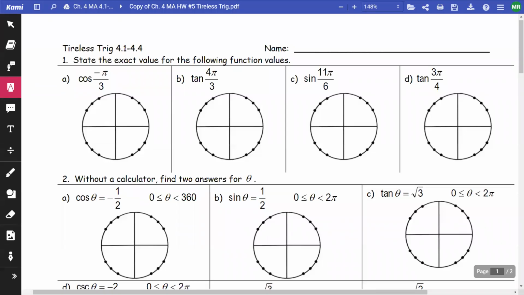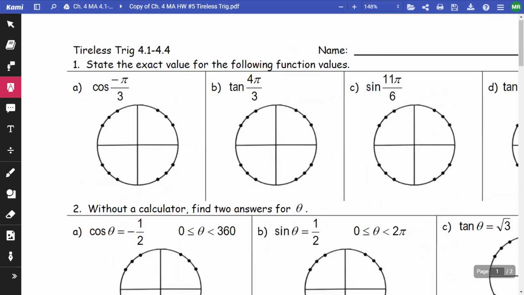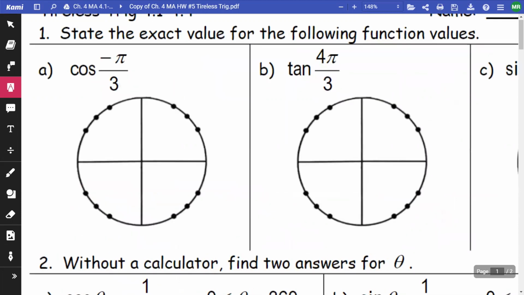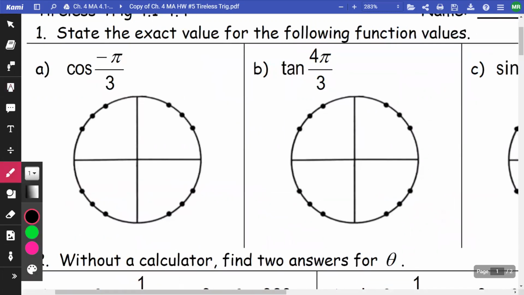So this video is for Integrated 2. This is the Tireless Trig worksheet from chapter 4 of our Math Analysis. On this first section, you're going to find the exact value on the unit circle for each of these. When we're doing this, you want to pay attention to the direction that we're going.